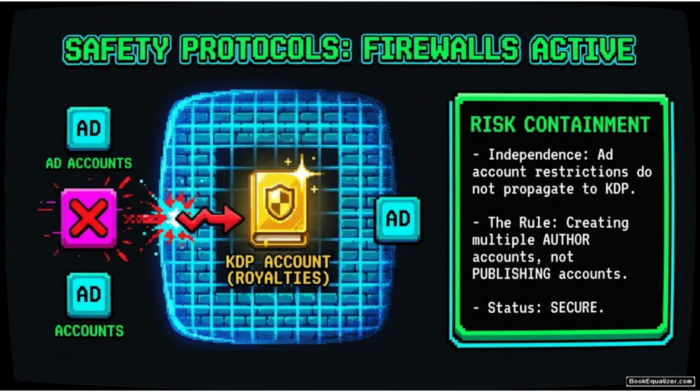Now I know what you're thinking. Is this risky? Will Amazon shut me down? Here's the beautiful part. These are separate systems with built-in firewalls. Ad account restrictions do not propagate to KDP. If one advertising account gets paused or restricted, your publishing account remains untouched. Your book stays live. Your royalties keep flowing. The rule is simple. You're creating multiple author accounts, not multiple publishing accounts. These are legitimate pen names listed as contributors on your book. Each one is a distinct identity with their own advertising privileges. Status secure. You're working within Amazon's terms of service, just using the system more intelligently than 99% of publishers.